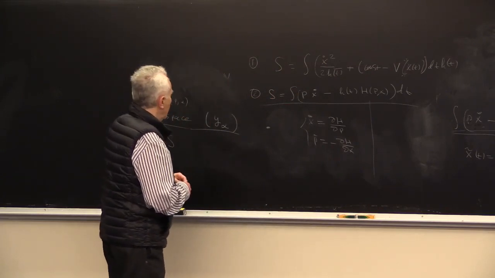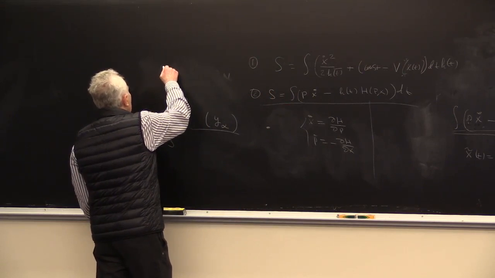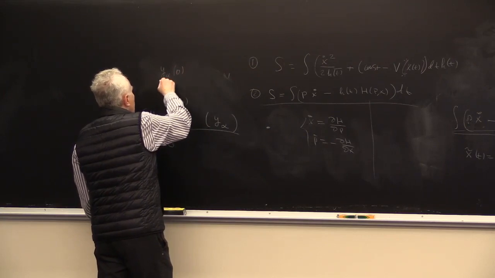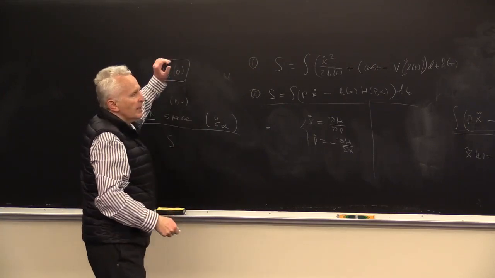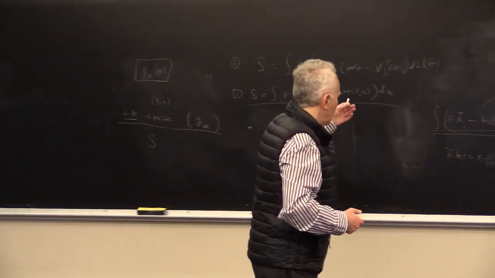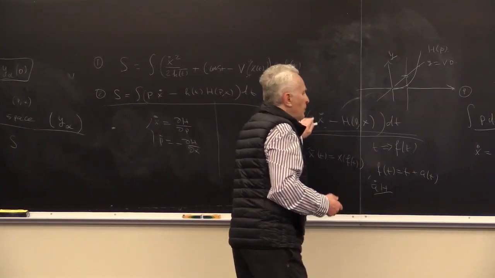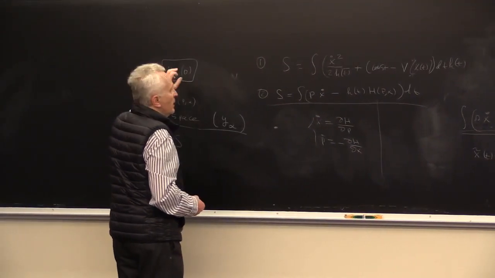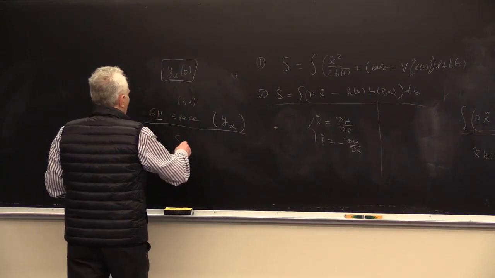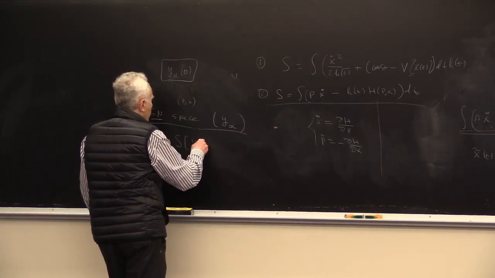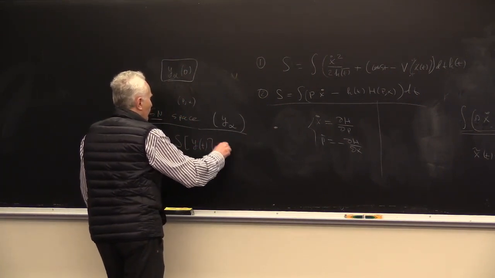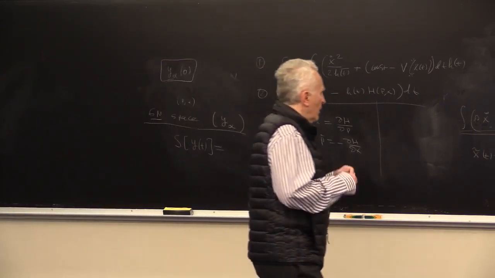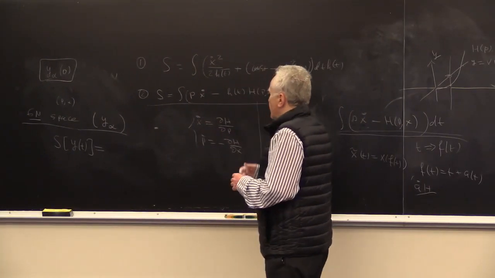I want the action which gives me equations of motion such that if I fix initial data, then I fix the trajectory. Like here I have to fix x and p, and then the trajectory is fixed. Now I want the most general action with this same property. So S, which is a function which depends on y of t, and we want to generalize it somehow.